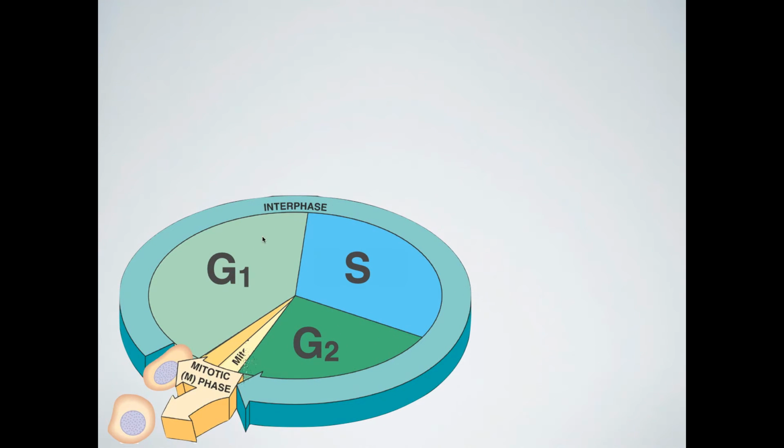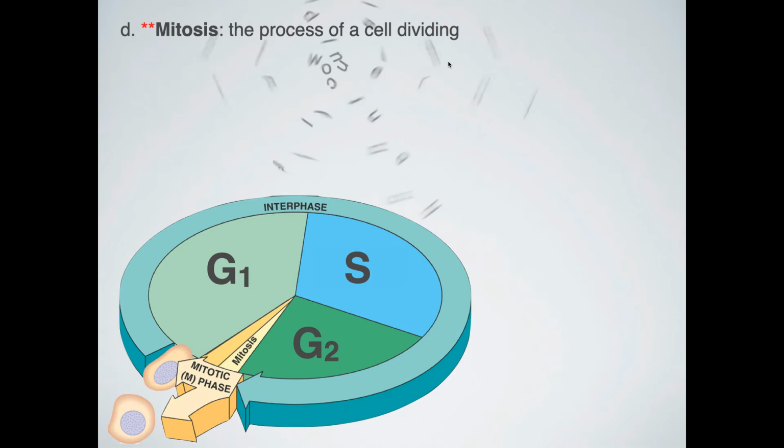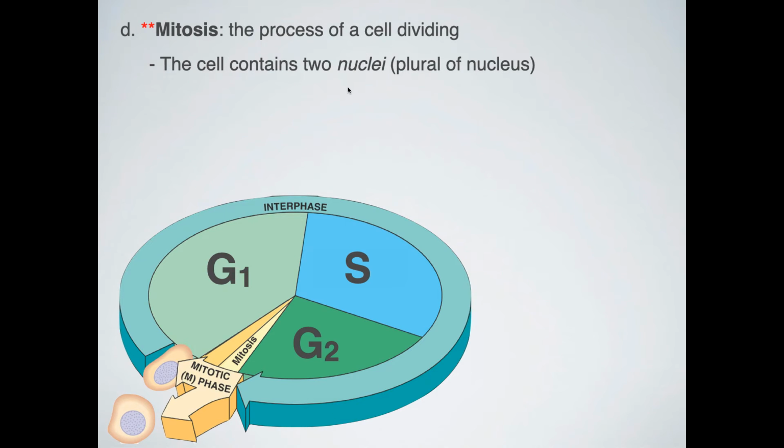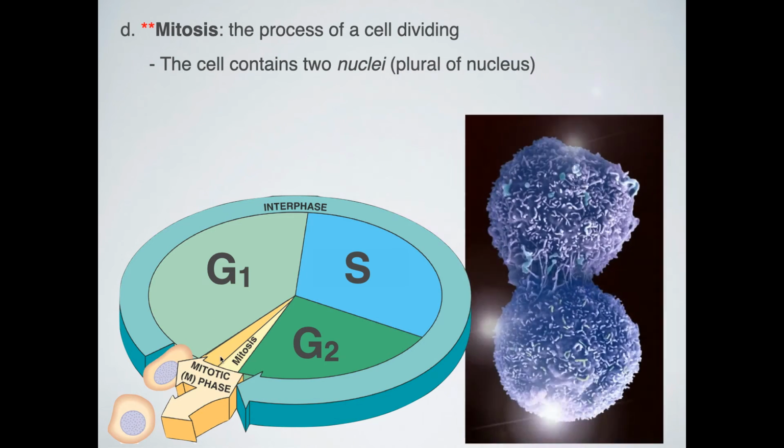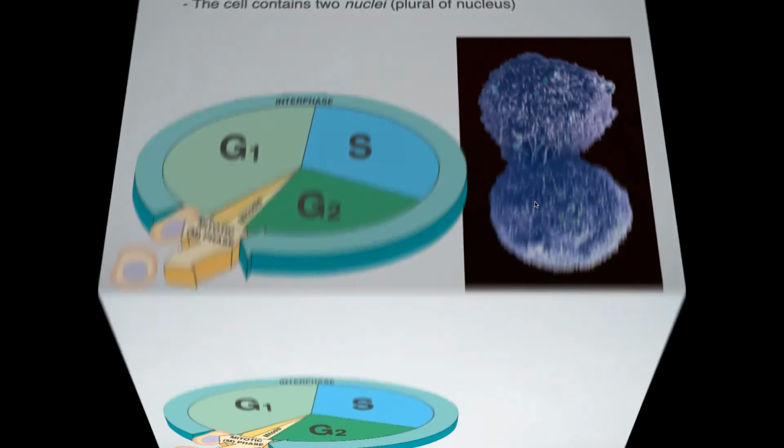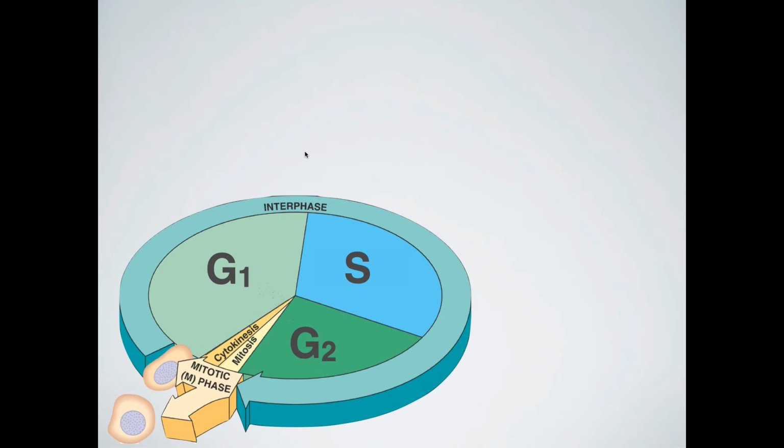Now, what is this little tiny sliver that's kind of like a light yellow? That's mitosis. And that's the process of the cell dividing. And at this point, the cell should contain two complete nuclei, right? So that's the plural of nucleus. But you should have two nuclei at this point at the end of mitosis. And so before the cell divides, it should have two complete sets of genetic information, and each of the nuclei should have that DNA inside of them.